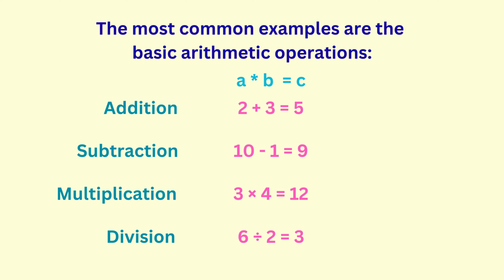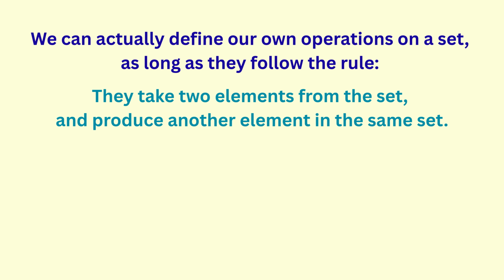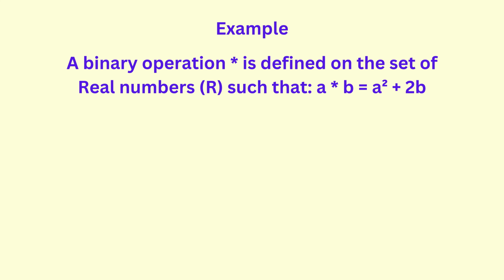Binary operations are not always limited to these familiar ones. We can actually define our own operations on a set, as long as they follow the rule: they take two elements from the set and produce another element in the same set. For example, let's define a new operation star on the set of real numbers such that a star b is equal to a squared plus 2b.